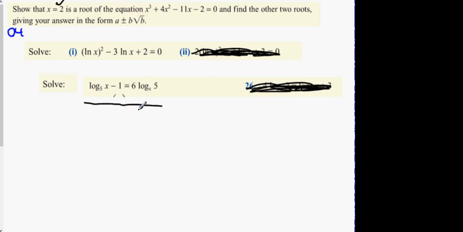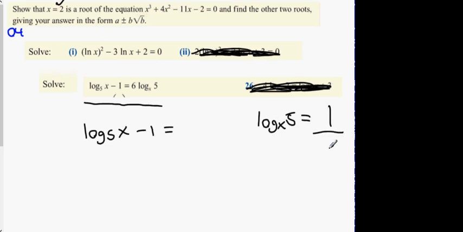It doesn't matter, you can actually get it out both ways. I showed you how to get it out, but it's easier if you put the 5 at the bottom. So here's what we're going to do. Log to the base x of 5, minus 1, equals 6. Now there's a change of base formula in your tables: if you have log x of 5, it turns into 1 over log 5 of x. So it's going to be 6 times 1 over log 5 of x. It's still too difficult.